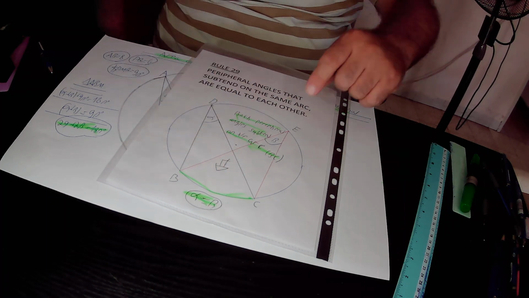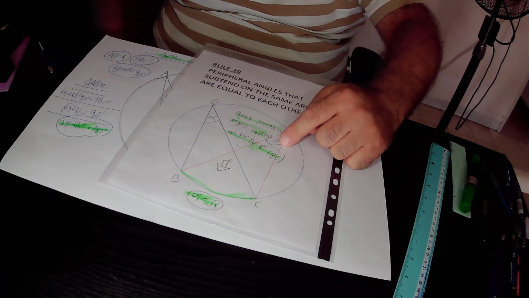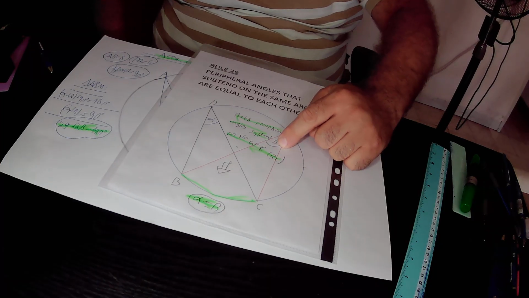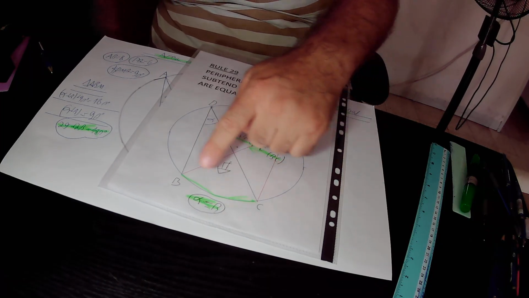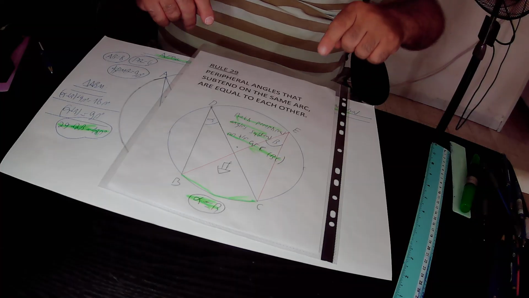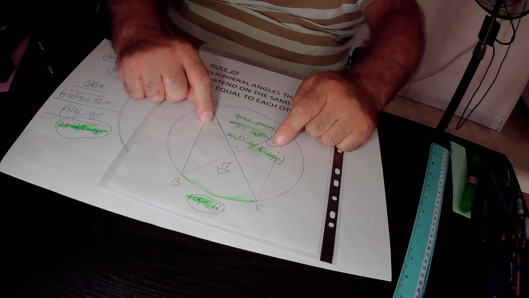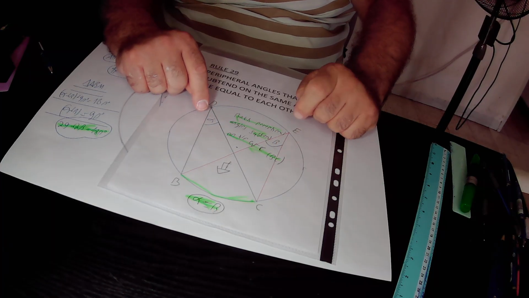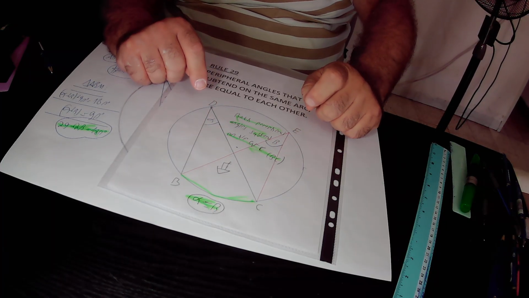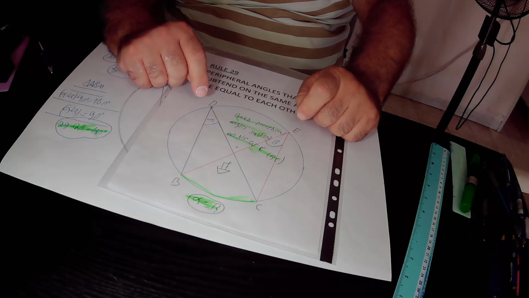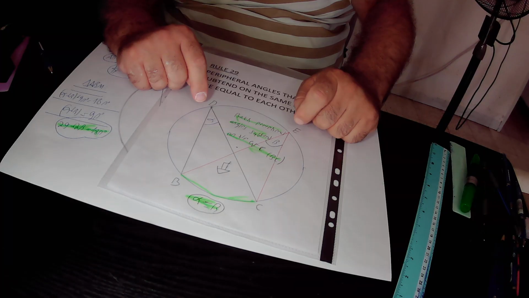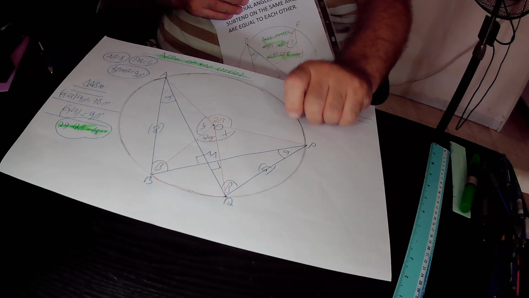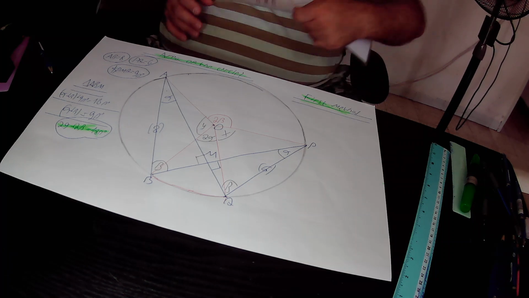Likewise, we have another peripheral angle. This is peripheral angle BEC that also subtends on the same arc BC. And because those two peripheral angles subtend on the same arc, they must be equal to each other in their sizes. This is to say, alpha equals beta. So according to Rule 29, if peripheral angles subtend on the same arc, they must be equal to each other in their sizes. So we can implement Rule 29 in our drawing.